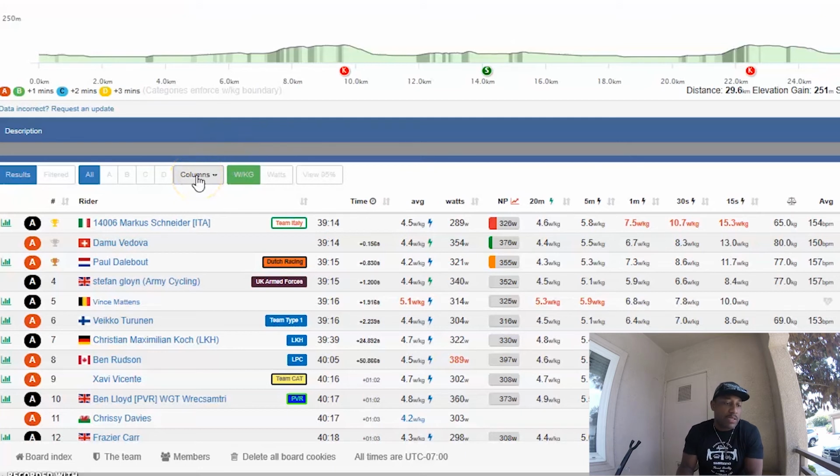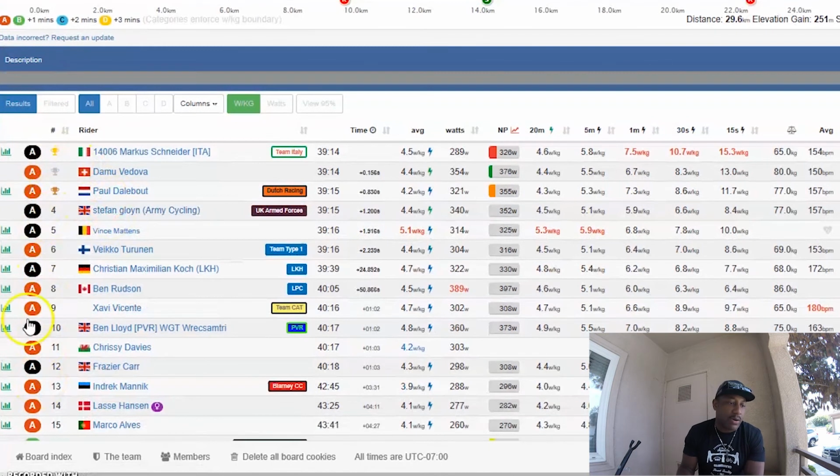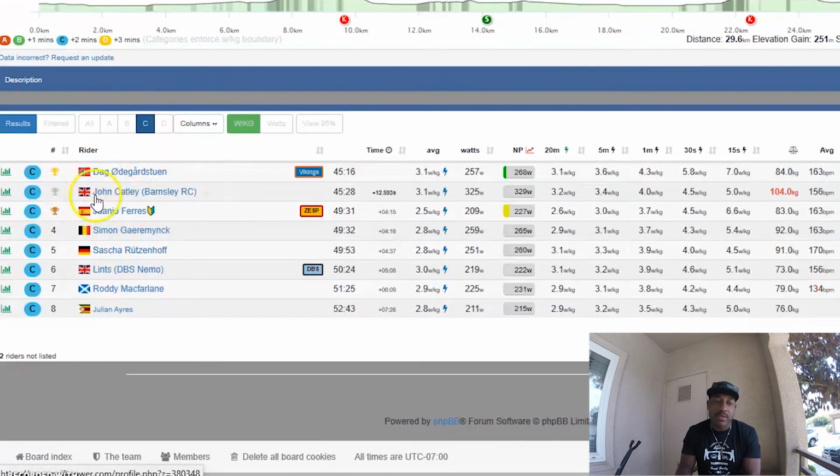So if we scroll down to the bottom, you'll see the overall standings. Of course, all the fast guys are going to be A grades, but we're going to go ahead and click C. So you see here there were 8 riders that pulled results in this race. If you look here, you can see the time of everybody. You see Dog got 45:16 in this race, and the slowest guy was 52:43. So that's a difference of 7 minutes and 26 seconds.